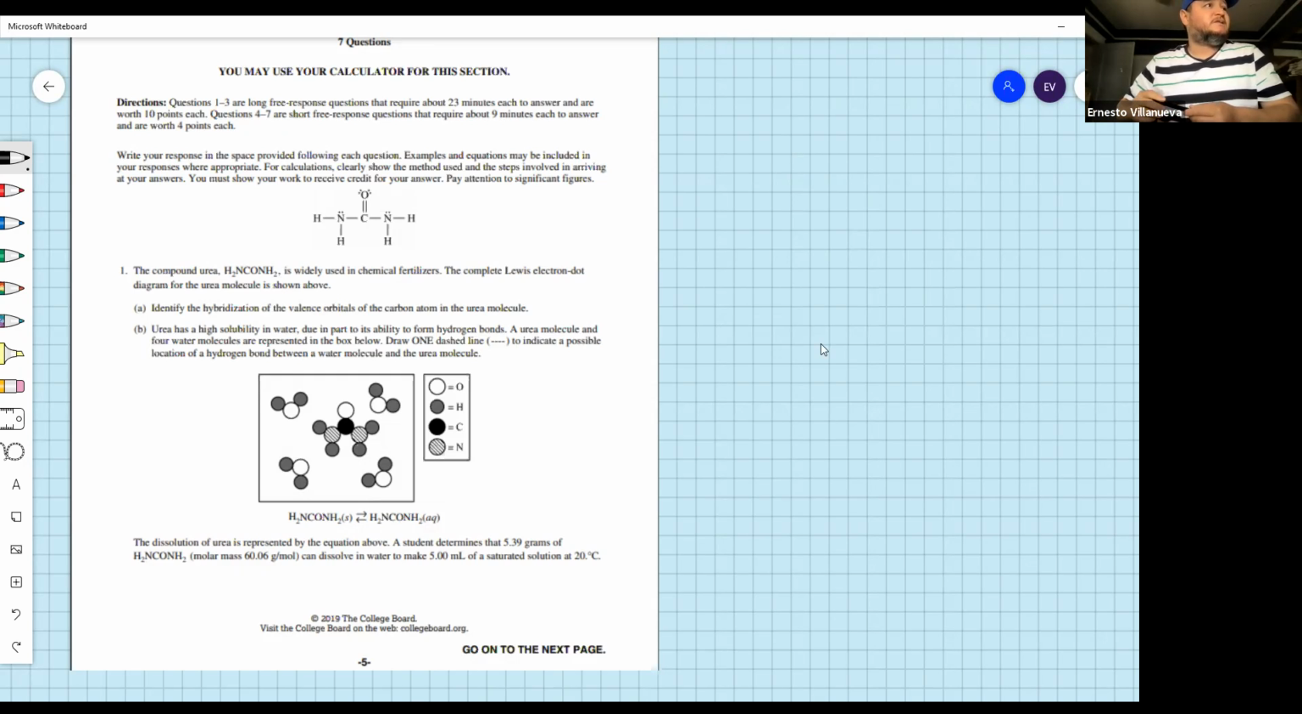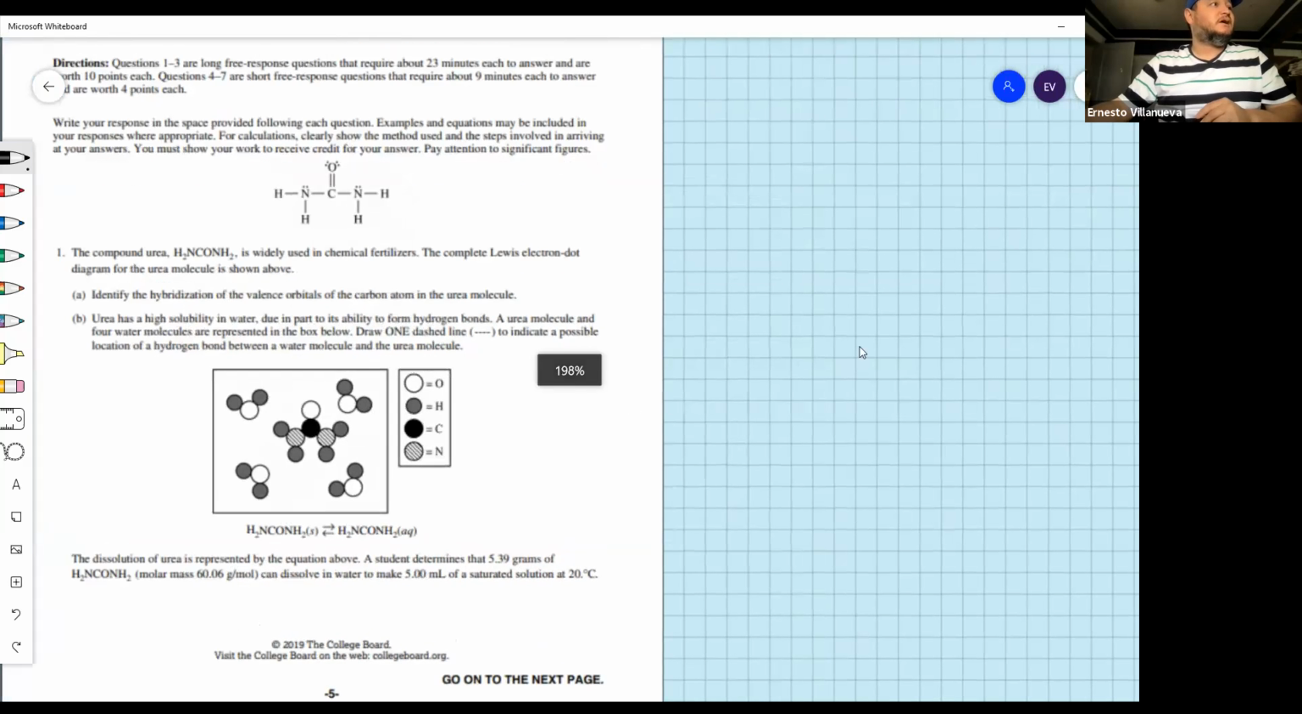It says, write your response in the space provided following each question. Examples and equations may be included in your responses where appropriate. Please make sure you read directions, because in certain questions they will specify that they don't want calculation. They want you to understand the concept. You must show your work to receive credit for your answer. Pay attention to significant figures. Significant figures are going to be very, very important.